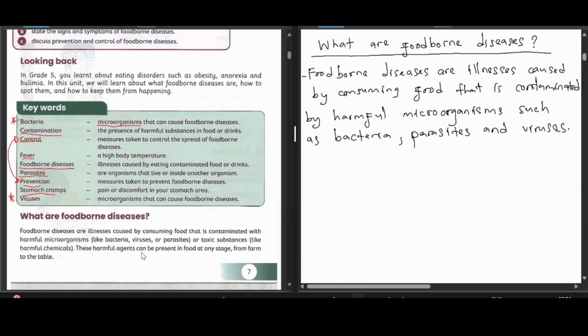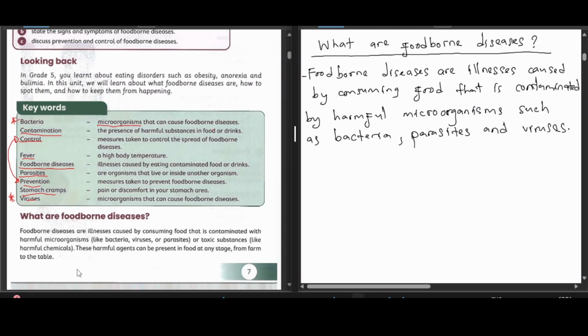These harmful agents can be present in food at any stage, from farm to the table. So it's very important to note that these parasites, these bacteria and viruses, they are present in our food if we do not follow courtesy.